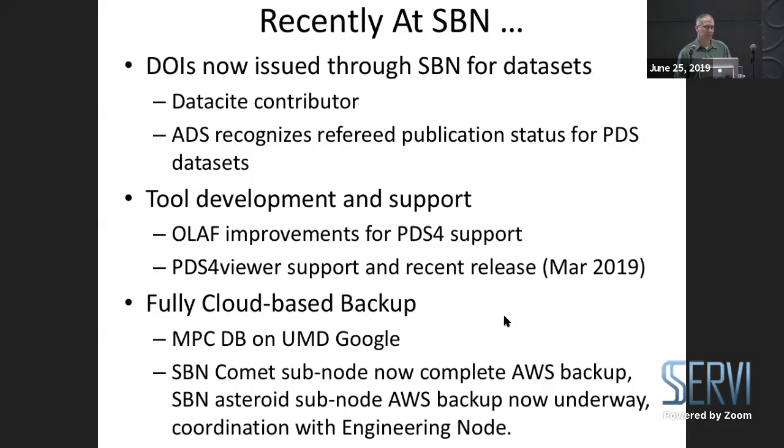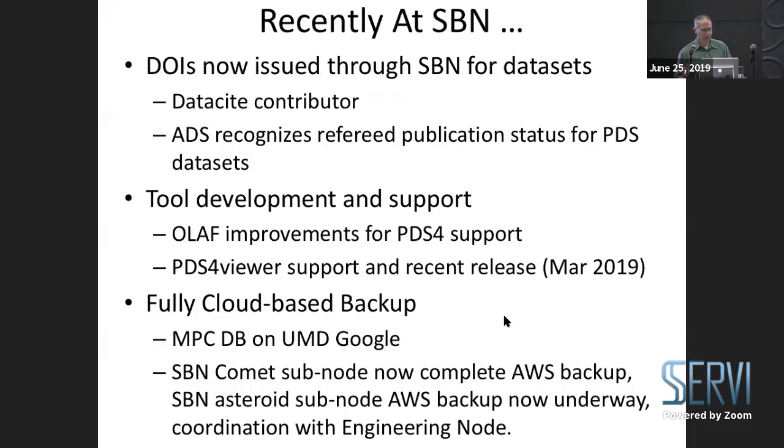And then SBN is a data site member, and ADS recognizes refereed publication status for PDS data sets. Tool development and support is continuing. Just some brief highlights. Olaf has several improvements for PDS4 support, and the PDS4 viewer is also supported with a recent release just earlier this spring. A fully cloud-based backup is now underway.